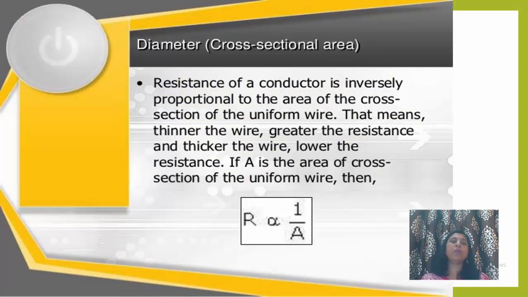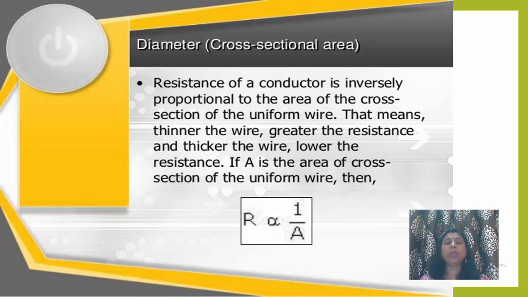Now the second factor on which the resistance of a conductor depends is the area of cross section, and area depends on the diameter because wire is considered as the cylinder, the diameter of the conductor. Resistance of a conductor is inversely proportional to the area of the cross section of the uniform wire. That means thinner the wire, greater is the resistance, and thicker the wire, lower is the resistance. If A is the area of cross section of the uniform wire, then R is proportional to 1 by A, or in other words we can say R is inversely proportional to A.